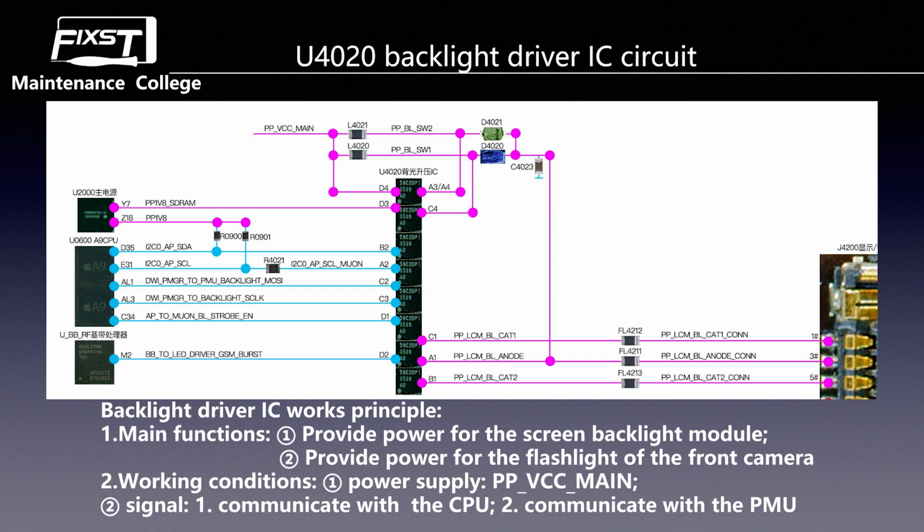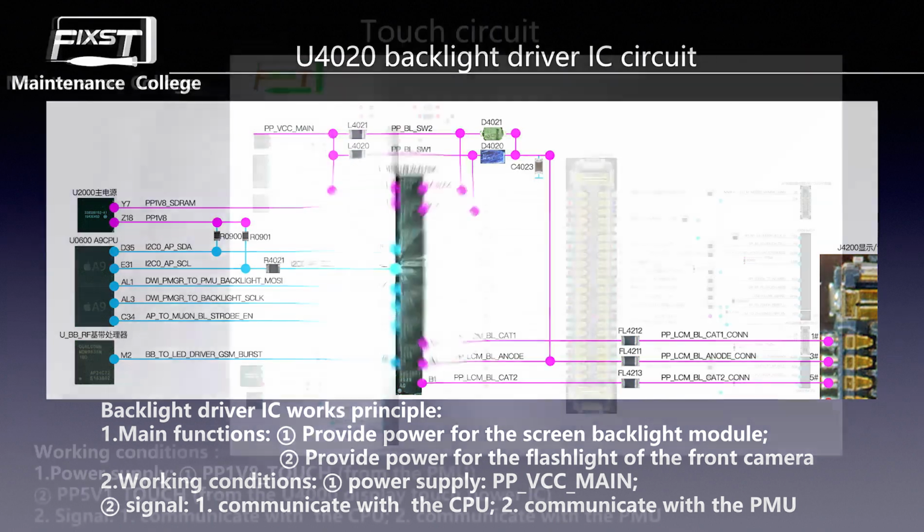For example, the B2 and the A2 are the CPU I2C control lines. And the C2 and the C3, these 2 lines are the DWI data line. And the D1 pin is the CPU enable line. And the D2 signal is from the baseband. Baseband gives him a wake up signal. And this is the U4020, the backlight driver IC, the circuit principle.